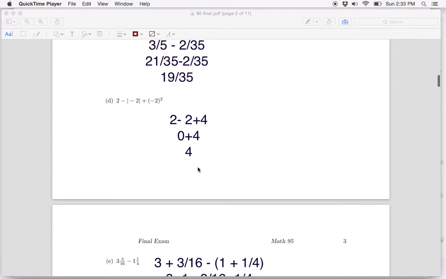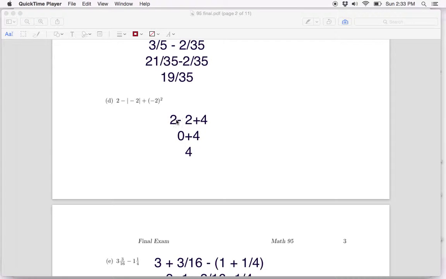goes through there. In this one, remember these straight lines mean absolute value, which means anything that comes out of this has to be positive. So it's like grouping, so we do that first. So we have 2 minus a positive 2, and here we have this negative 2 squared, which means negative 2 times negative 2, which gives us a positive 4. And so we have 2 minus 2, and then plus 4.